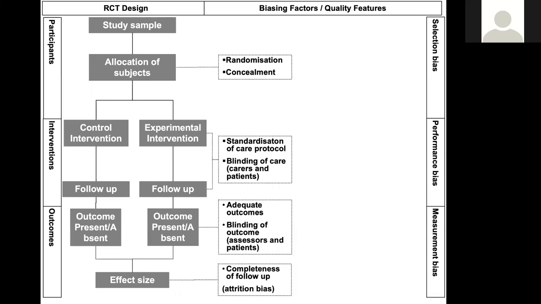use of randomization. And another way to deal with this problem in observational studies is to undertake multivariable analysis that controls for the confounding effect of differences between groups.